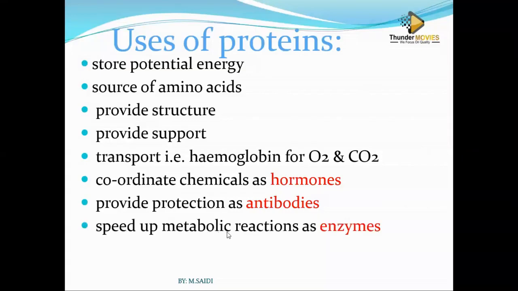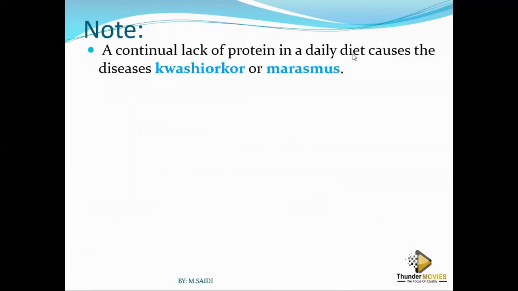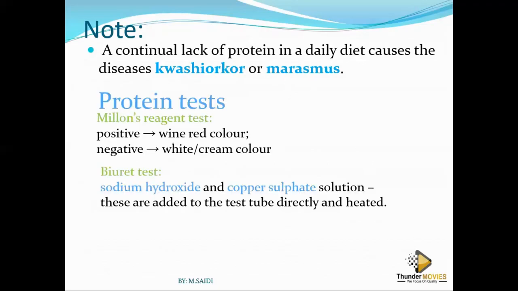Proteins also speed up chemical reactions. When they speed up chemical reactions, those are enzymes. Enzymes are very important in speeding up the rate of chemical reactions. And lastly, proteins allow movement through membranes. Globular proteins are very important in transporting substances across the membrane. Lack of proteins will cause kwashiorkor, or it can lead to marasmus.